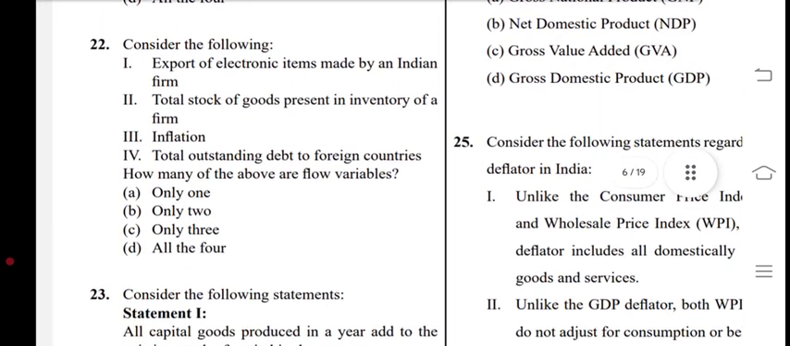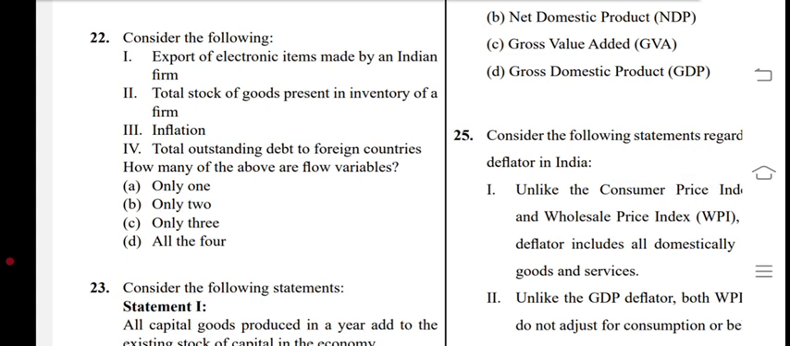Consider the following statements: export of electronic items made by an Indian firm; the total stock of goods present in the inventories of the firm; inflation; total outstanding debts to foreign countries. How many of the statements are correct? Only three is correct. C is correct.